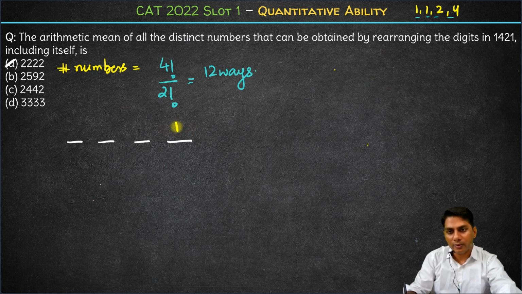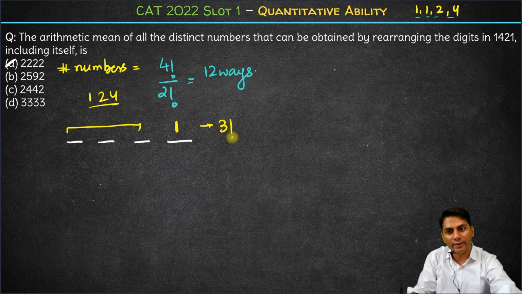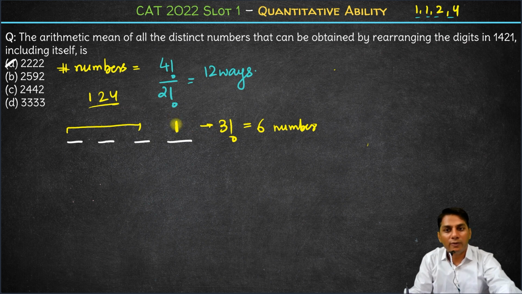So if 1 comes at the units digit, how many numbers are there? Out of 1, 1, 2, 4, these are the 4 digits. If 1 is occupied here, you have 3 digits remaining. 3 digits can be filled in these 3 places in 3 factorial ways. For each of these 3 factorial, which is 6 ways or 6 numbers, if you add all these 6 numbers, the place value of the unit digit will be 1 into 1, which is 1. And if you add 1 six times, the sum comes out to be 6.